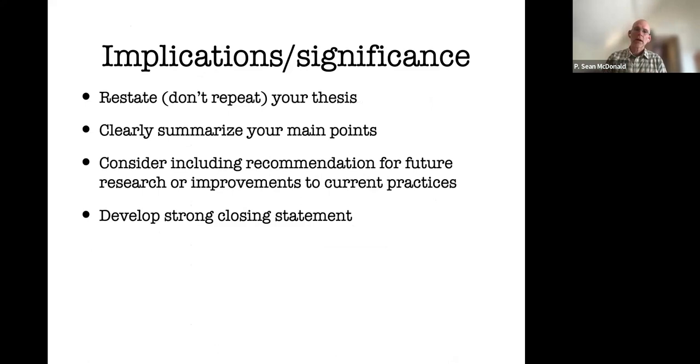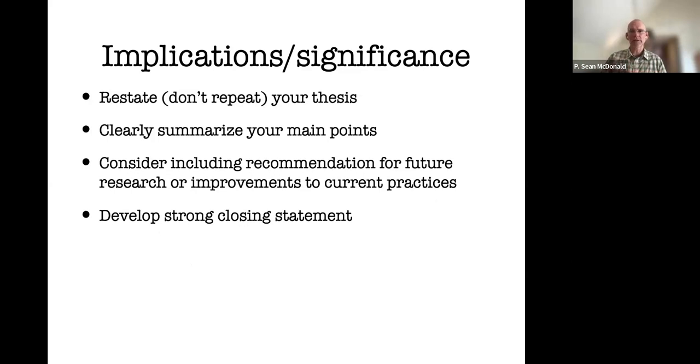All right. The last text portion, or writing portion, of the outline is the implications and significance section. This is where you might want to restate your thesis and summarize your main points briefly, but also consider recommendations for future research or improvements to current practices or next steps. This is an opportunity for you to reflect on what you learned, what your major takeaways are, and then tell us the now what, okay?